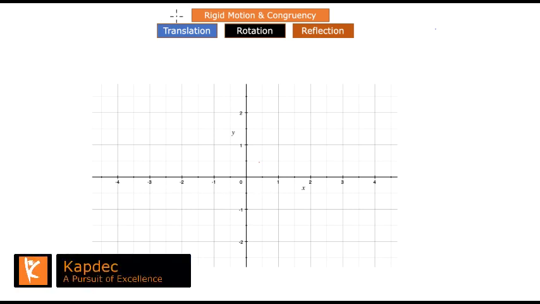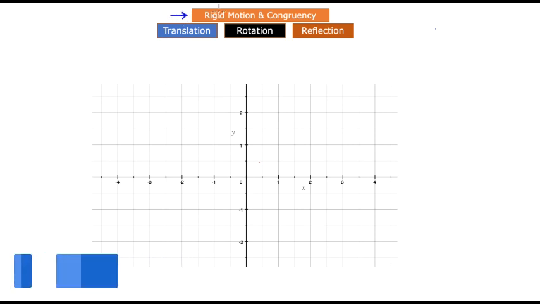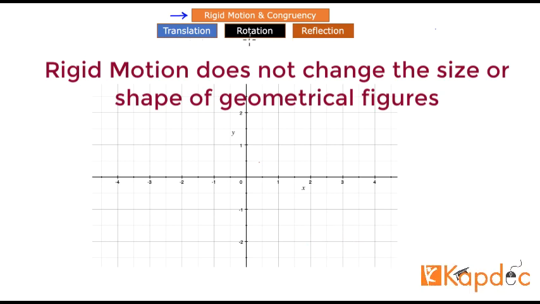In this tutorial, we are going to study the concept of rigid motion on geometrical shapes, and we will also look at the rigid motions from the lens of congruency, that is, how congruency of shapes is preserved when we apply any one of these rigid motions.